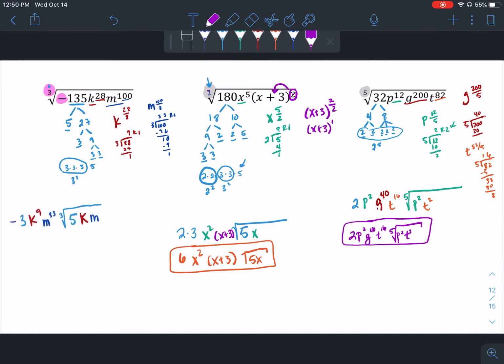So there you have it. Even though the problems get a little bit more complex, it's the same idea over and over. Prime factor your number, and then do your power divided by your index to figure out what goes on the outside. So the whole number, the quotient, is the exponent on the outside. Your remainder, what's left over, still stays inside of the radical.